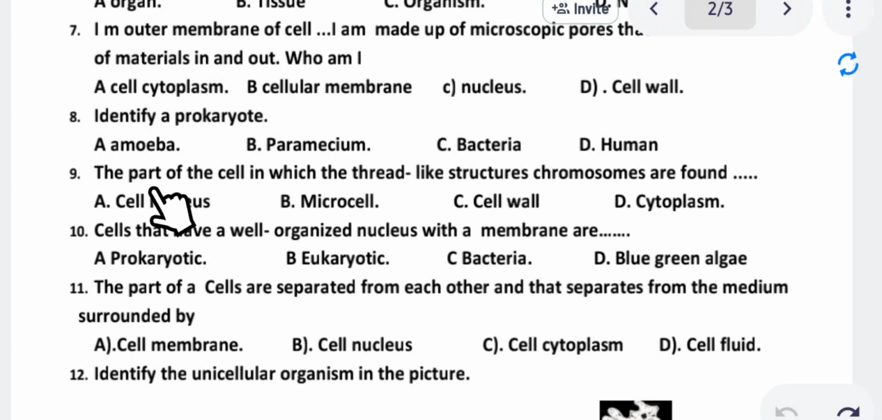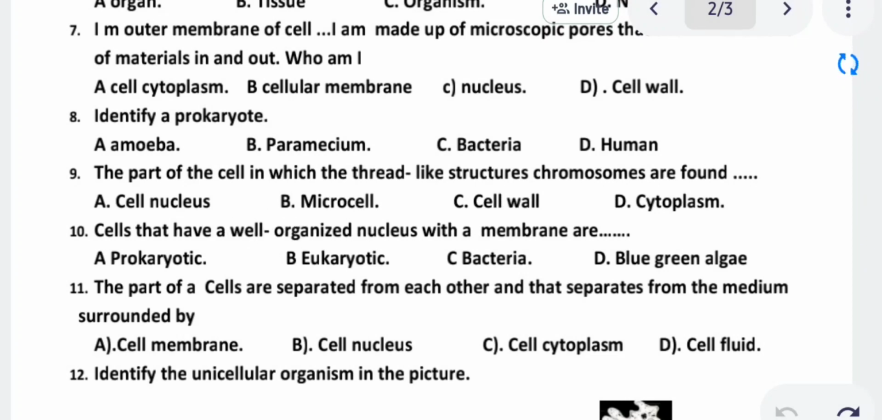Ninth question. The part of the cell in which thread-like structures, meaning chromosomes, are found. Options: cell nucleus, microcell, cell wall, cytoplasm. Obviously the answer is cell nucleus. In that the thread-like structures, chromosomes, are present.